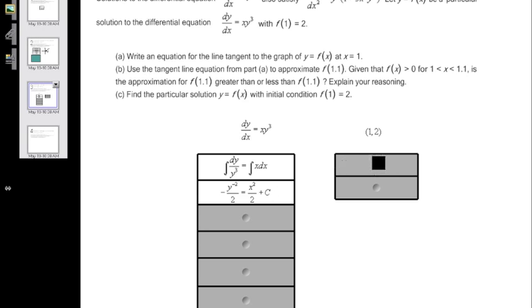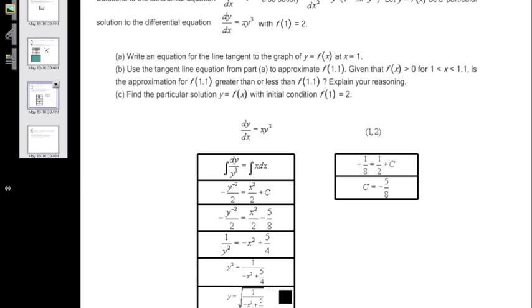To solve for c, plug in the point (1, 2) to the equation. C comes out to be negative 5 over 8. Plug c back into the equation and solve for y or f of x. Multiply both sides by negative 2. Invert both sides. Take the square root of both sides. The final answer is the square root of 1 over negative x squared plus 5 over 4. The positive square root was used since f of 1 equals 2, which is greater than 0.